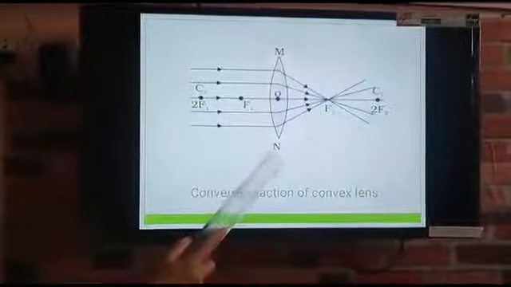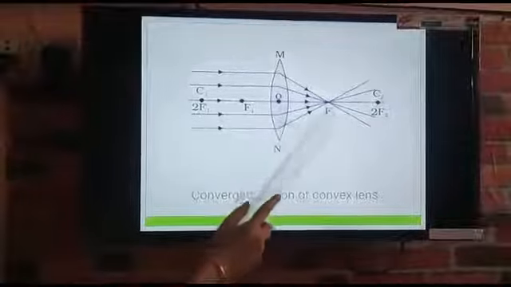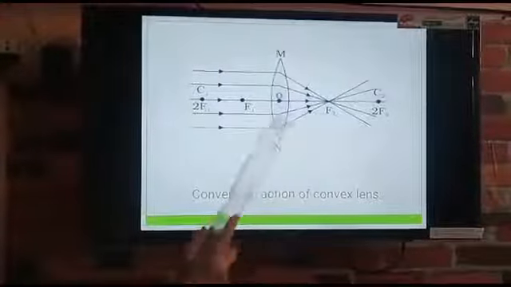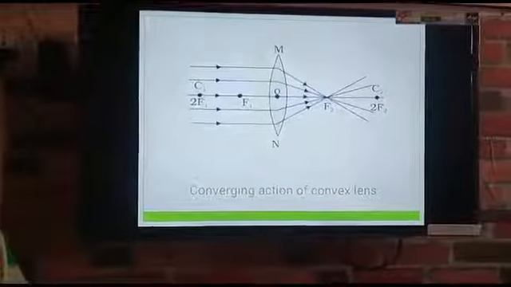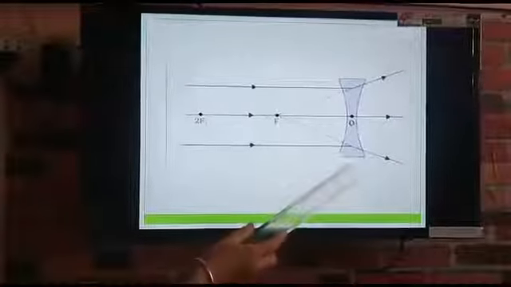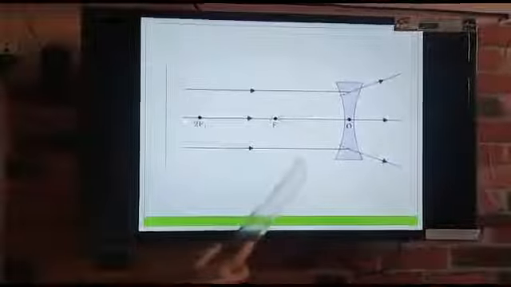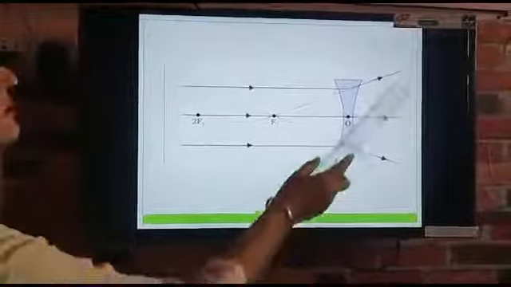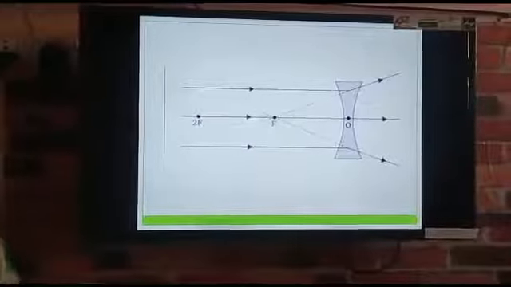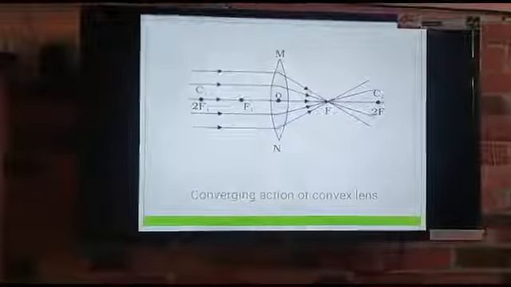This is the diagram of the convex lens. This is the biconvex lens, and all the light rays, after passing through this lens, converge at one point. So that's why convex lenses are known as converging lenses. This is the diagram for the concave lens, the biconcave lens. And the light rays, after passing through this lens, will diverge over a larger area. So that's why concave lenses are known as diverging lenses.